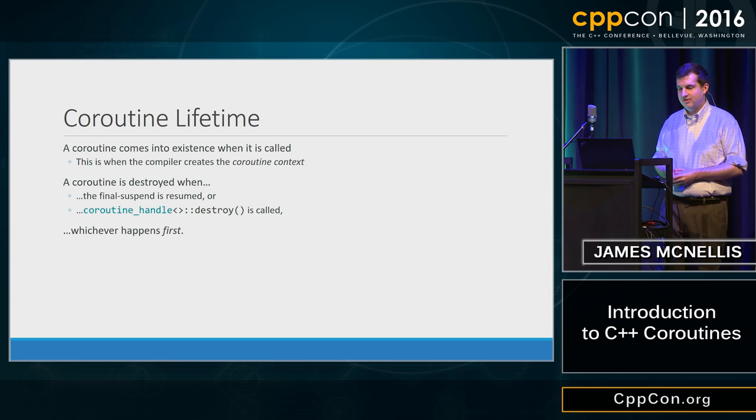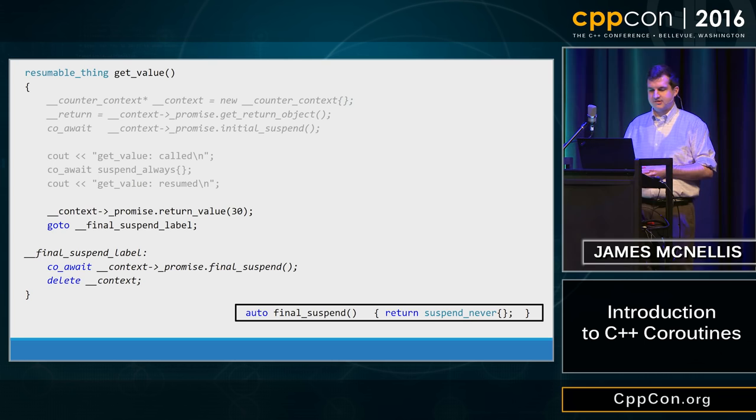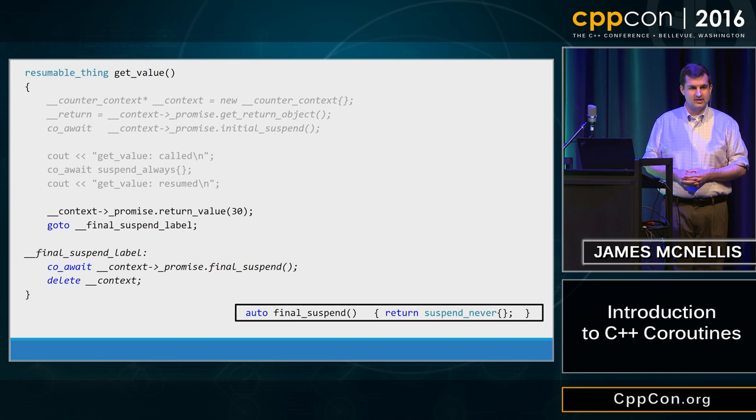So if we look at our getValue coroutine, you can see that in the final suspend label, we call final suspend, and then when that resumes, we're just going to delete the context. Well, the final suspend of our coroutine type returns suspend never, so it's not going to suspend, it's just going to continue on. The context is going to be deleted, and now we're accessing freed memory, and so we don't get that 30 that we so nicely stored in our promise.